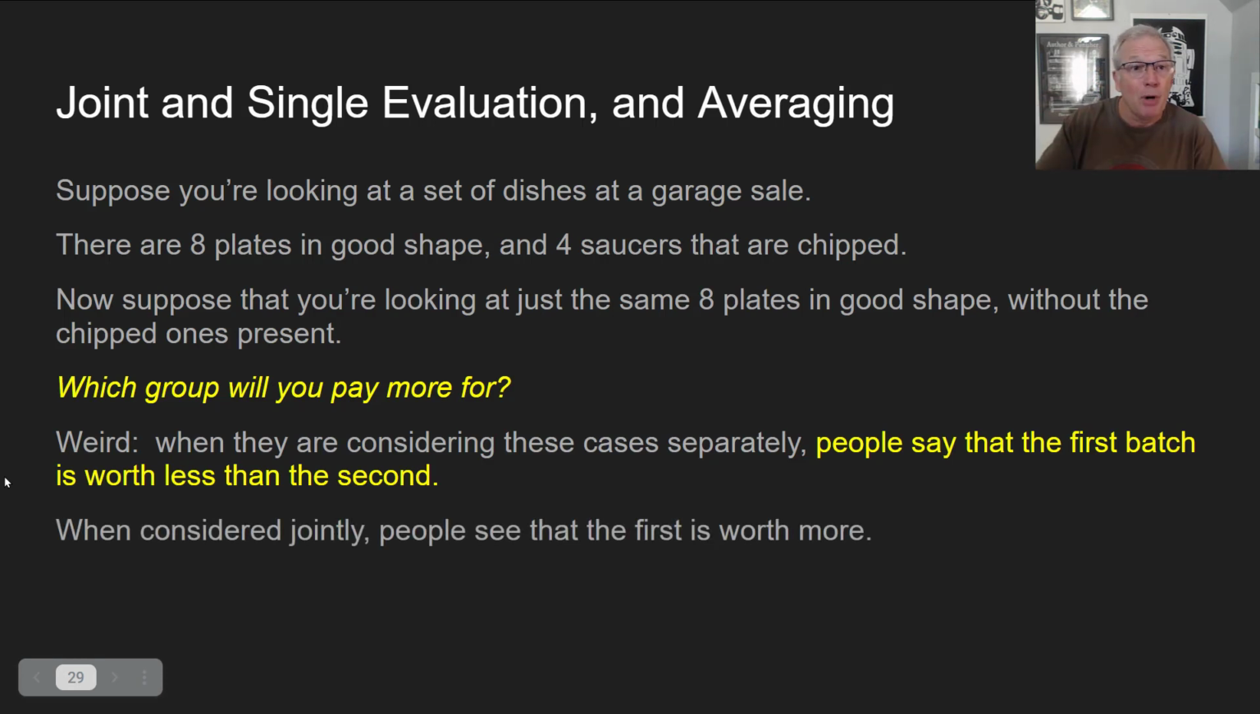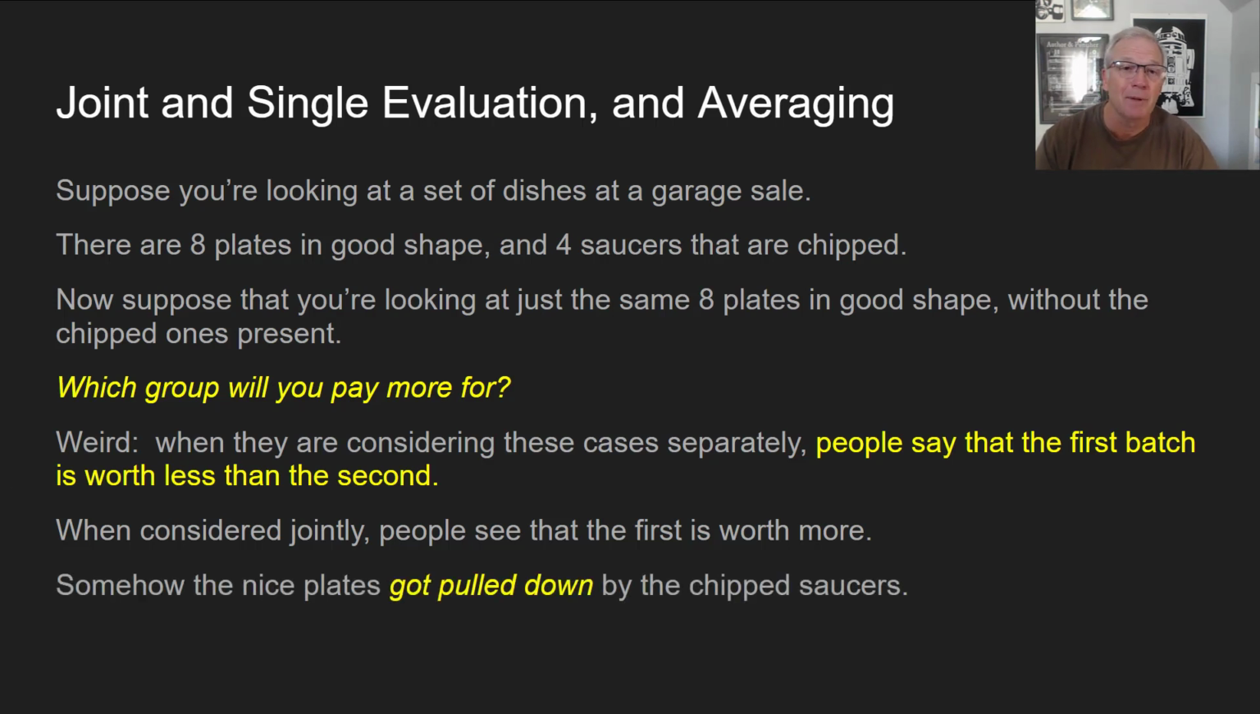Now, when somebody looks at both of them, like you're currently looking at this option of 12 and 8 plates, people see that obviously the first one must be worth more, because whatever the second batch is worth, the first batch is worth that plus some more, whatever else you'd pay for some additional chipped plates. So when considered jointly, that is when somebody considers both options right in front of them, they can see that 12 is more than 8. But when they consider them singly, they somehow think that 12 is worse or less than 8. That's the weird less is more phenomenon.